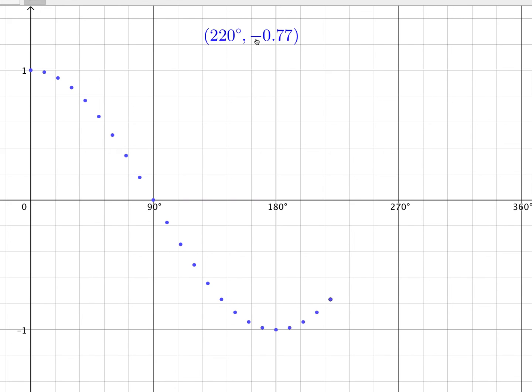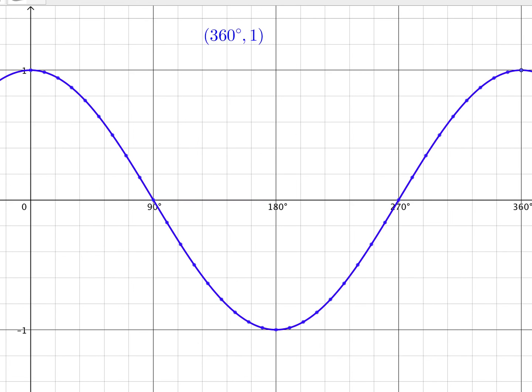So it would plot out like that. And it's doing the same thing, it's going as high as 1. At 0 degrees, it's 1. It's also 1 at 360 degrees. There it is, 360 degrees, 1. So the highest it goes is 1. And the lowest it goes is at 180 degrees here, it goes to -1. So the graph would look like that.